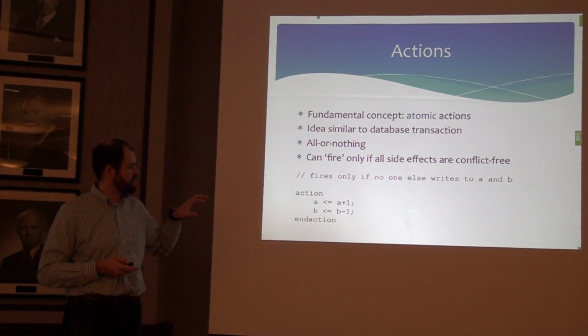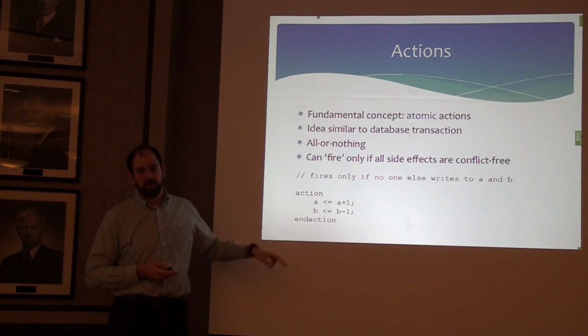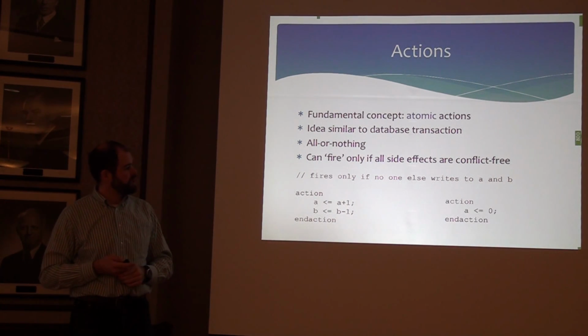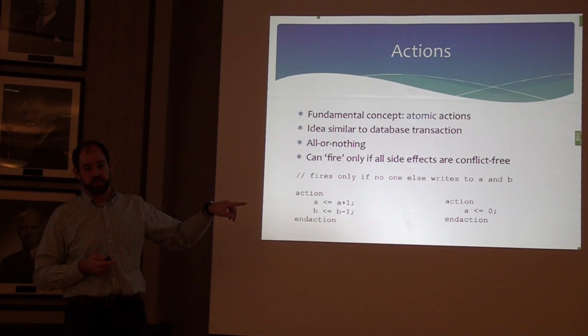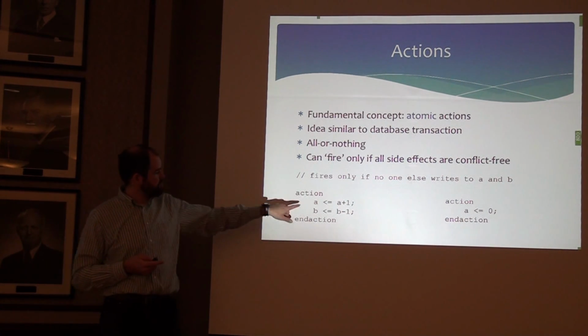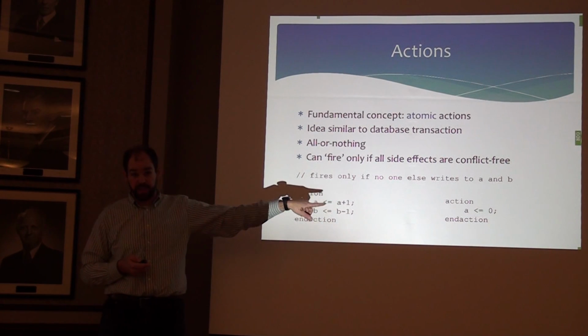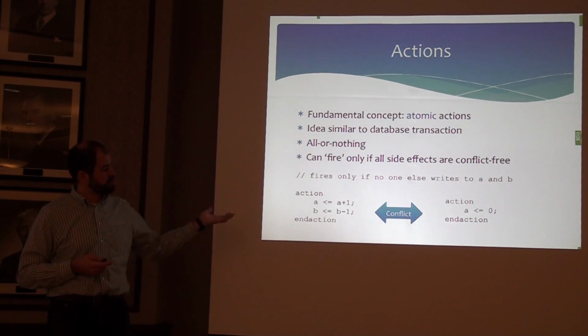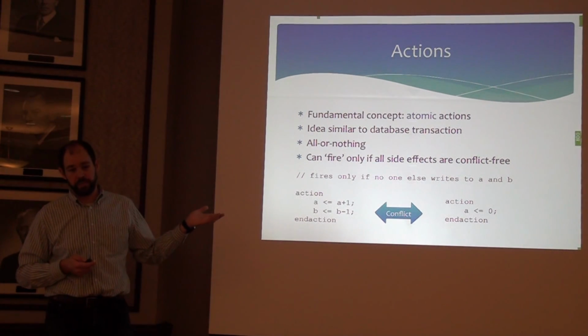So let's say we have an action here where we increment A and decrement B, both A and B being, let's say, registers, although they could also be wires. And we have another action that sets A to 0. So obviously the side effect here is an assignment to A, and the side effect there is an assignment to A, and so there's a conflict between the two. And the compiler actually knows that those two things can't happen simultaneously.